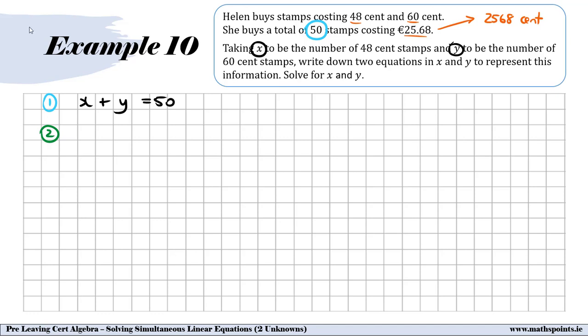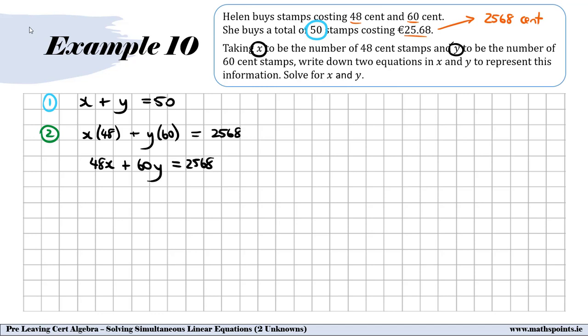So what's the value of the 48-cent stamps? Well, there's x of them first of all, and if we multiply the number of them by the value of each one, 48 cent, that'll be the total value of the 48-cent stamps. What's the value of the 60-cent stamps? Well, there's y of them first of all, and each one has a value of 60 cent. So if you multiply y, the number of them, by 60, the value, that'll be the value of all of the 60-cent stamps. And we know that if we add all of this together, the total cost of all the stamps was 2,568. Just tidying up that equation, I get 48x plus 60y equals 2,568.